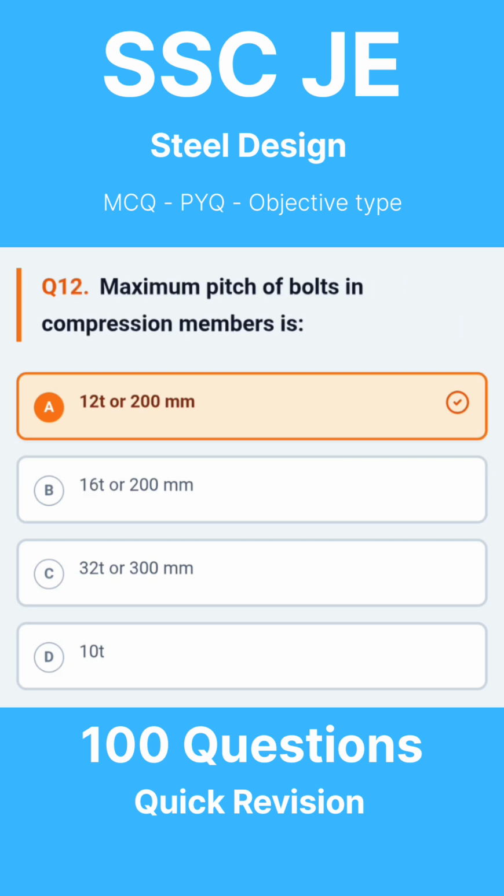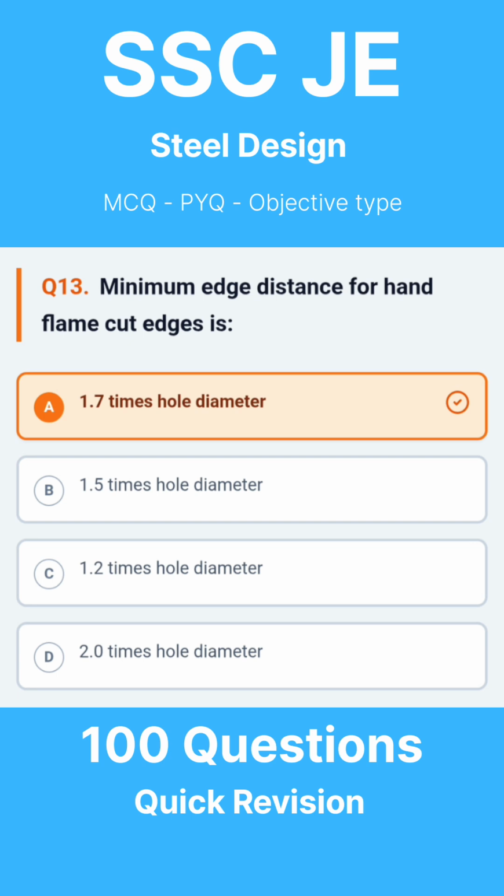Question 12. Maximum pitch of bolts in compression members is. The correct answer is 12 T or 200 mm. Question 13. Minimum edge distance for hand flame cut edges is. The correct answer is 1.7 times hole diameter. Question 14. Minimum edge distance for machine flame cut rolled edges is. The correct answer is 1.5 times hole diameter.